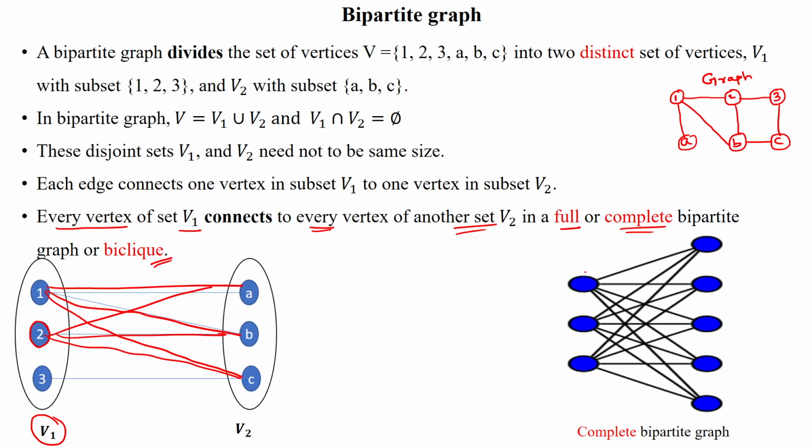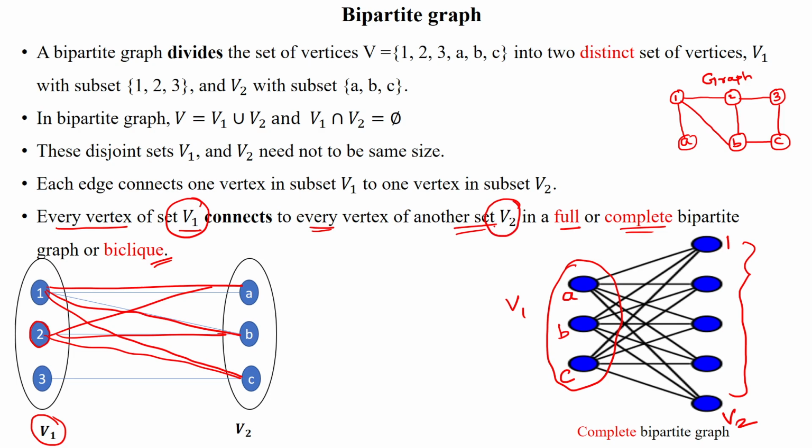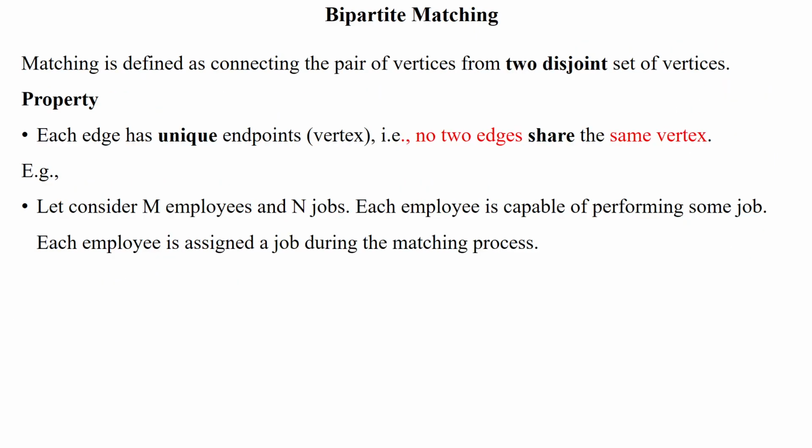Okay, you see here the vertices available from V1. So this is A, this one is 1. A is connecting with all the vertices in subset V2. Like that, B is also connecting with all the vertices in V2, and C is also connecting with all the vertices of V2. That means if every vertex of subset V1 connects with all the vertices of V2, then we can say that graph is called a complete bipartite graph or biclique.